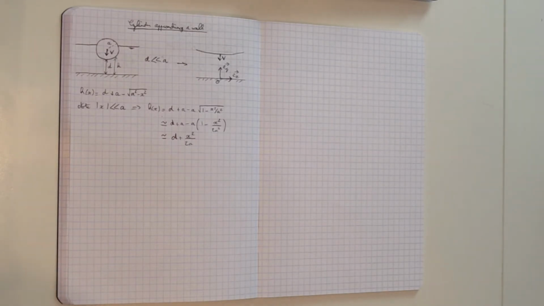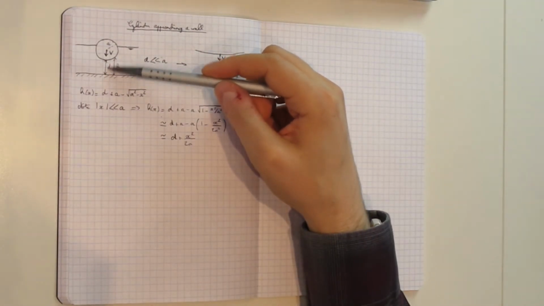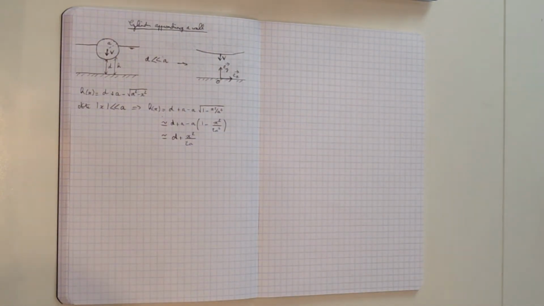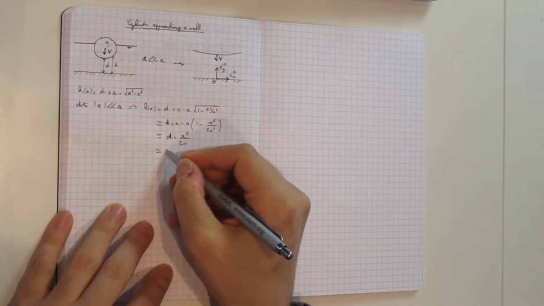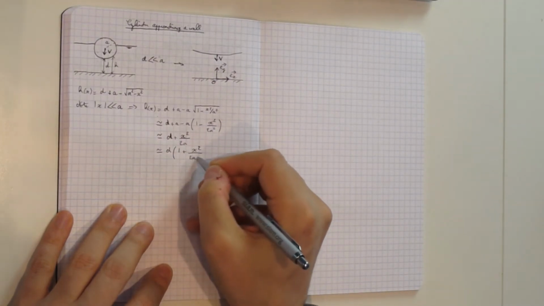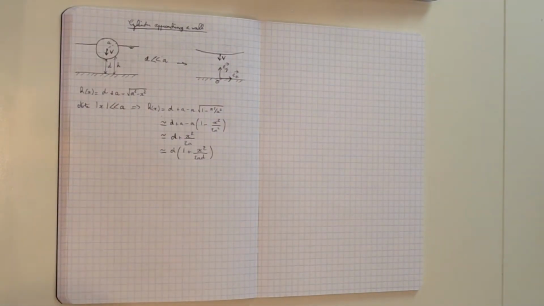As an anticipation for what will follow, there's a natural scale in the vertical direction which is D. This is the minimum separation between the cylinder and the wall. So I'm going to factorize this by D, which is going to help our investigation. So that's D times (1 plus X squared over 2AD). You're going to understand why I'm doing this when we proceed to the non-dimensionalization of the system. Okay, so this is our preliminary work done.